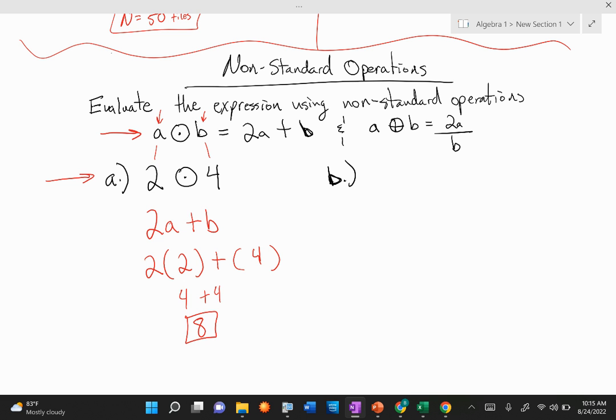So for B, evaluate that right there: 1 Black Pearl 3.